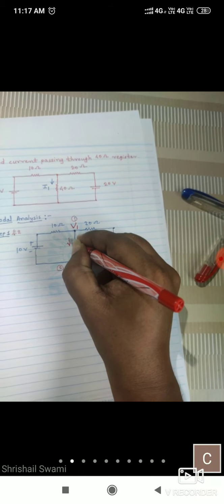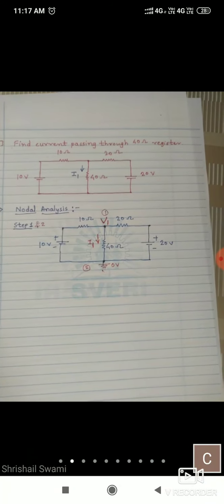Okay, V1. Then you have to find out that voltage. If you are getting this V1 voltage, then you can easily get the current passing through this. I will call it I1. Even if they haven't mentioned the current, you can give it whatever name you want. So once you know the value of V1 and the resistor value, if you are calculating, then you will get the answer of I1.